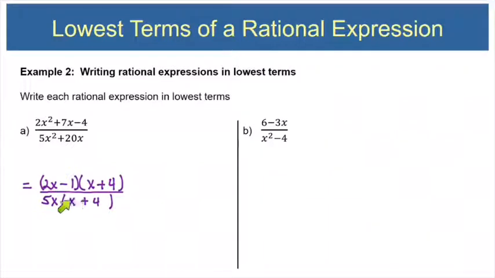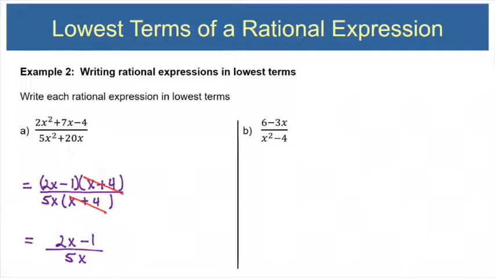So now you can see that everything is factored, and you can see that we have an x plus 4 in both top and bottom, so those will drop out. And our final simplified expression is going to be 2x minus 1 over 5x. And no further simplifying is possible because this x is not a factor of the numerator, so I can't use this x to cancel this one.